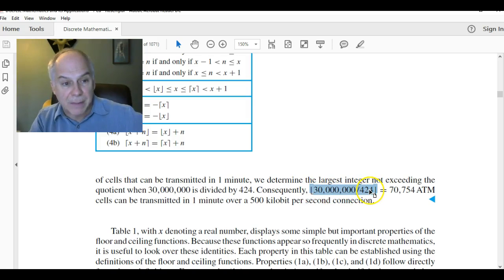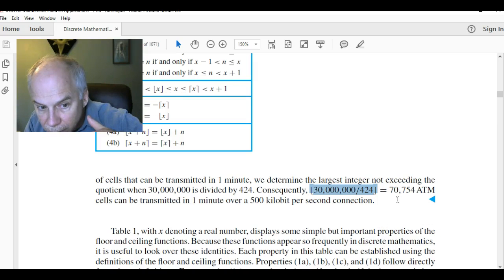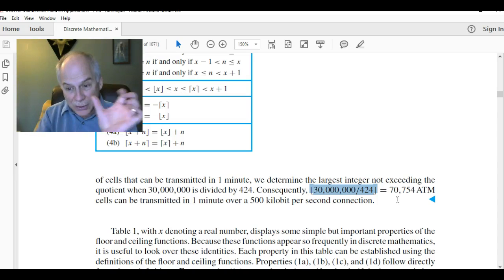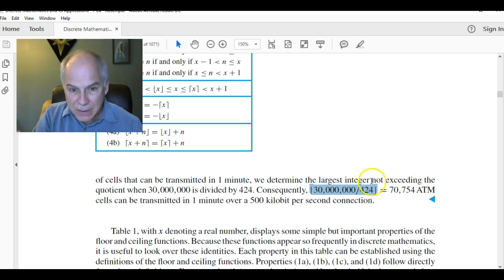30 million divided by 424 bits per cell gives you, and then you have to round down. Now, why are we rounding down? It's how many of these cells, complete cells, can be transmitted in 1 minute. So that fraction of a cell is not going to be completely transmitted. So this time we're rounding down. Okay, so that's kind of interesting, the difference in how you answer these questions.